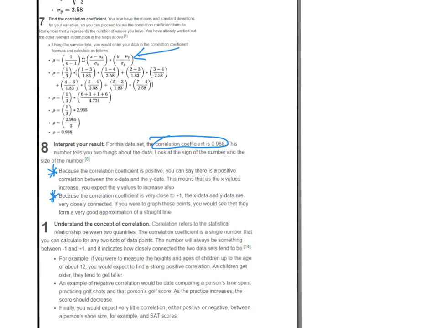It says correlation refers to the statistical relationship between two quantities. The correlation coefficient is a single number that you can calculate for any two sets of data points. It's a number that's always between -1 and +1, and again, it indicates how closely connected the data sets are. And I will not have you be finding the correlation coefficient. It's just something that we need to know what it is.